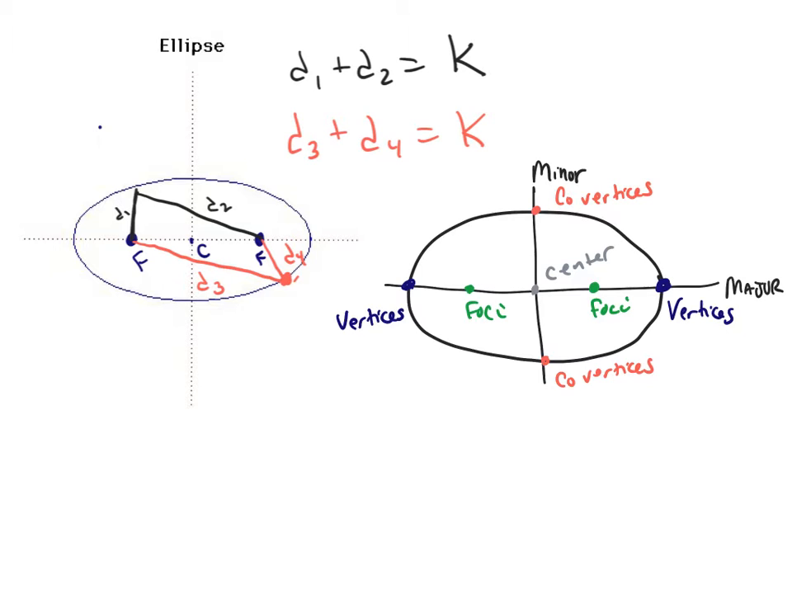We also have different labels for how far away these are from the center. We're going to call the distance from the center to the vertices A. We're going to call the distance from the center to the foci C. And we're going to call the distance from the center to the covertices B. Those are just arbitrary definitions of how far each of those are. So when we start making our equations for ellipses, those will be very important.